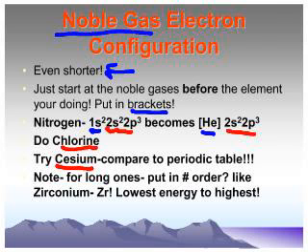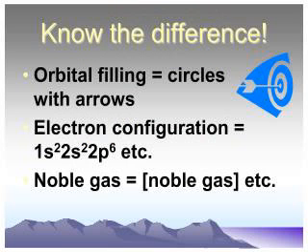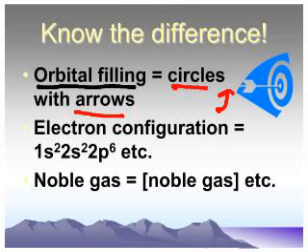Let's see, last thing. It's important you know the different ways to represent the electrons. On a test, if it says give me the orbital filling and you do the electron configuration, it's wrong. If it says give me the noble gas and you do the orbital filling, it's wrong. So make sure you know the difference between them. The orbital filling is the one that uses the circles and the arrows. And you write it up from lowest energy to highest energy, working its way up the page. So orbital filling, circles, and arrows.